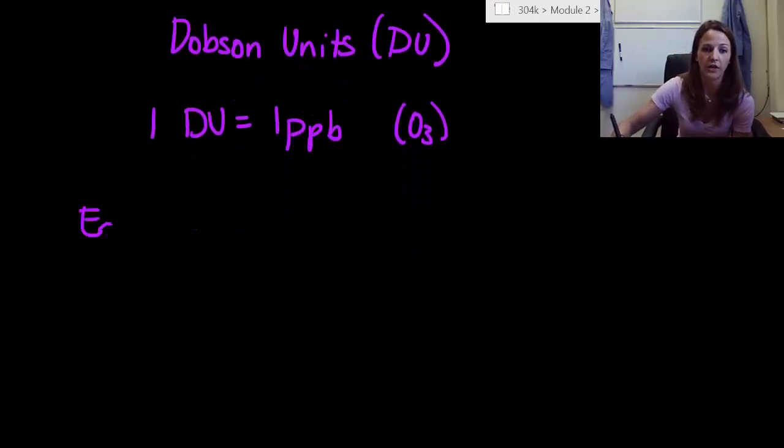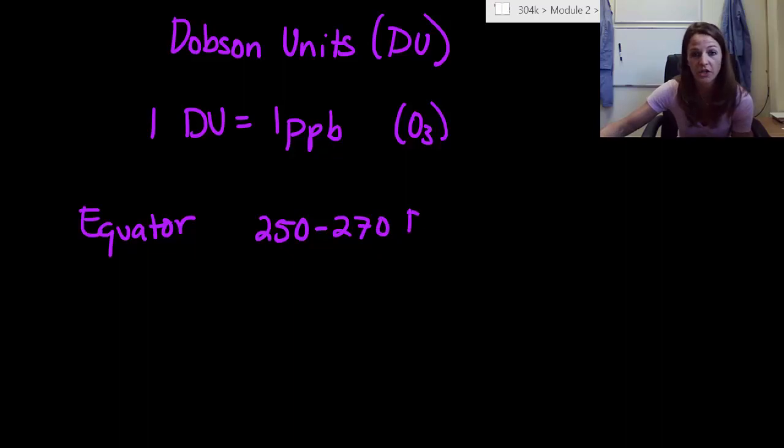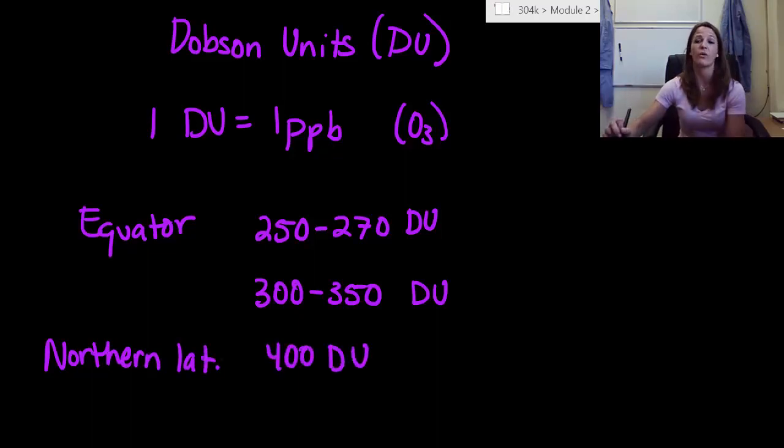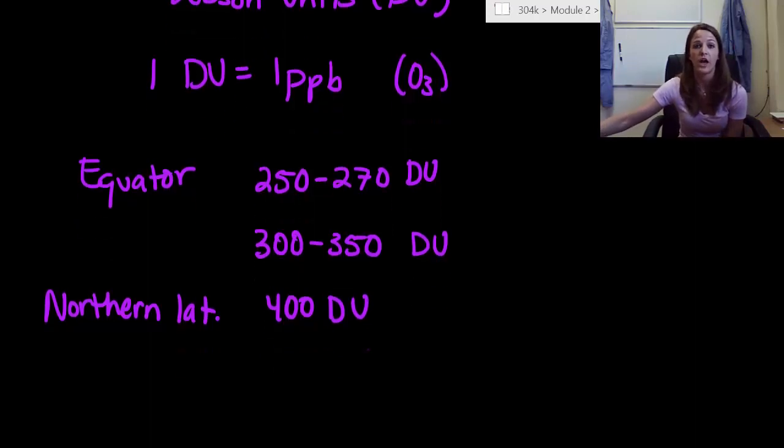When we are at the equator, we measure anywhere between 250 and 270 Dobson units of ozone. When we move up a little bit north or a little bit south, so we're no longer at the equator, our measurements are anywhere between 300 and 350, again in Dobson units. Now, when we go all the way up to our northern latitudes, I'm being very specific about our northern part, we can actually have measurements all the way up to about 400, and we've even seen some a little bit higher than 400, which is really, really high.